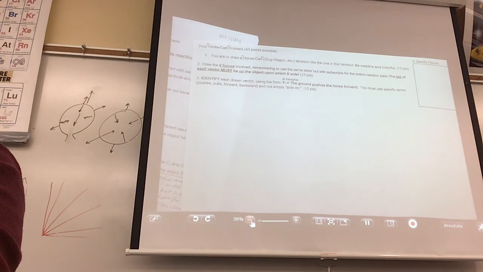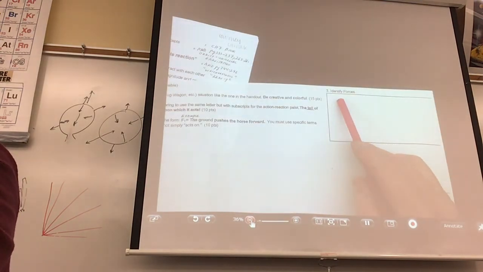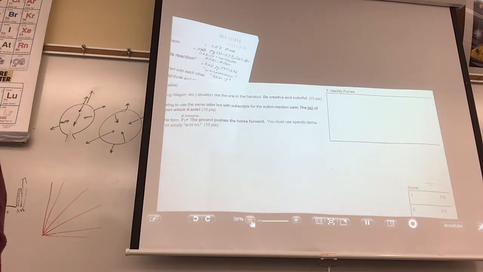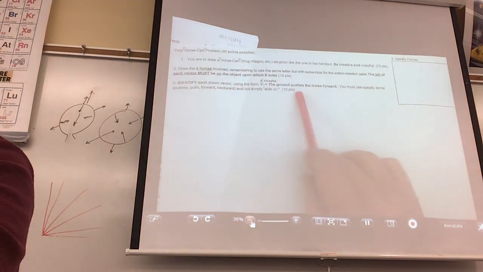Let's do number 3 now. Identify each drawn vector. So I look at your A1 vector, and I see where it's drawn, and I go up here and I say, did they identify A1? A1, horse pushes ground to the left or backwards. A2, ground pushes horse forward. See that? That's pretty easy. And so you get points for identifying those.